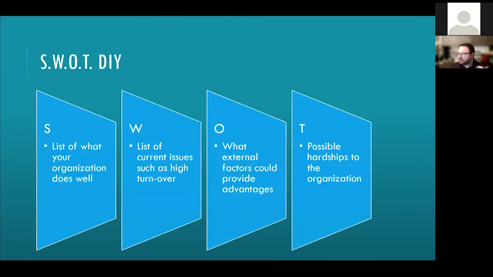So S, list all of what your organization does well. W, list your current issues such as high turnover. O, what external factors could provide advantages. And then T, possible hardships to the organization.